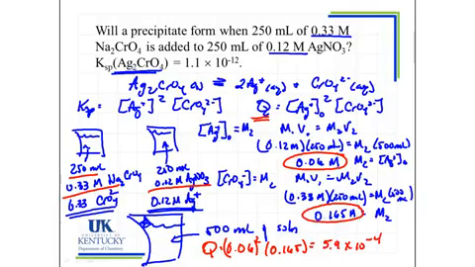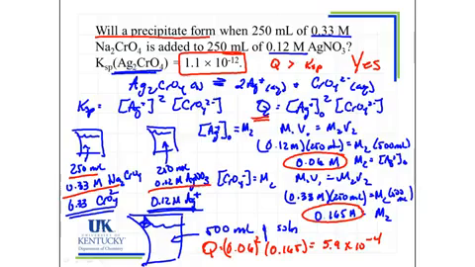Now I'm ready to compare that Q to the KSP. Here's the KSP. We see that Q is much greater than the KSP. We have too much ion in solution, and whenever Q is greater than KSP, it needs to precipitate to bring that value back down. So will it precipitate or form? The answer is yes.